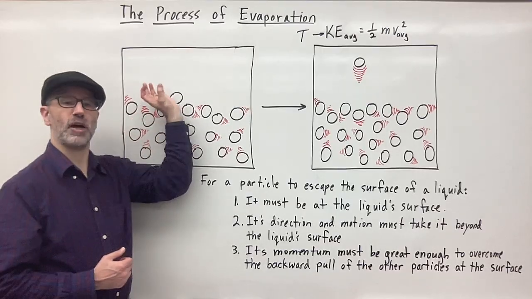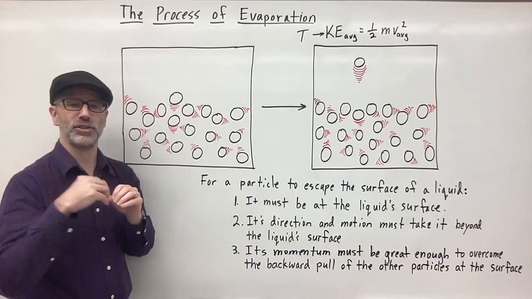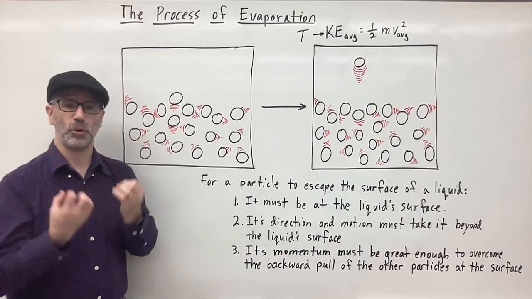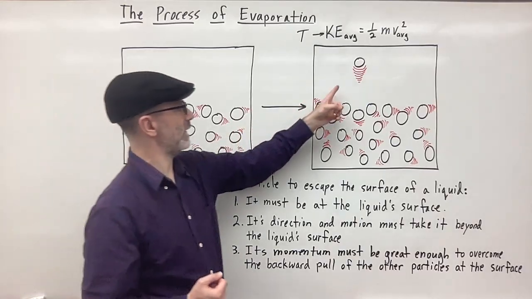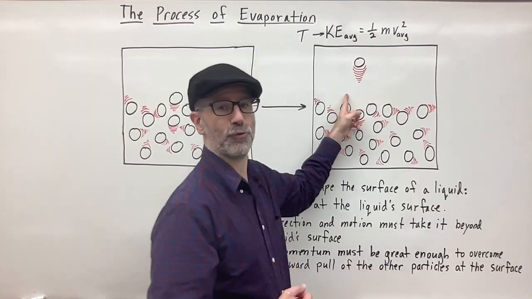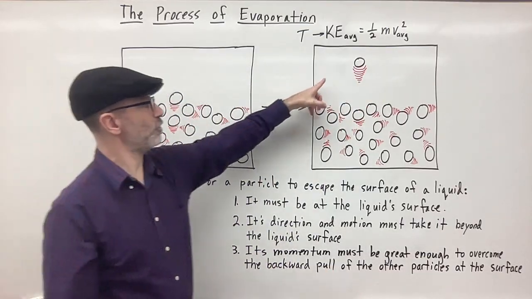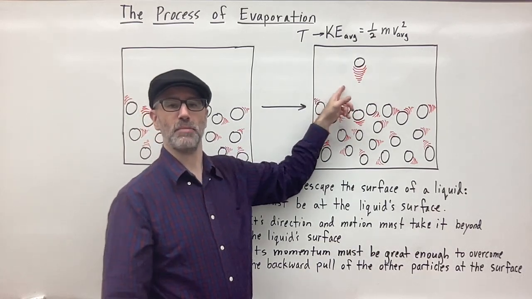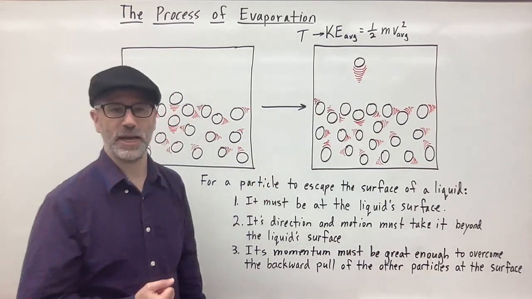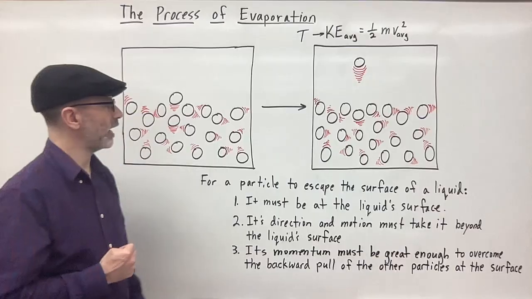So if it moves far enough beyond the surface, then it can break those attractions. The attractive forces won't be strong enough to pull it back in. And then what you've got here is your free particle, your free water molecule. So now your water molecule has become a vapor. It's part of the vapor phase or gas phase, okay?